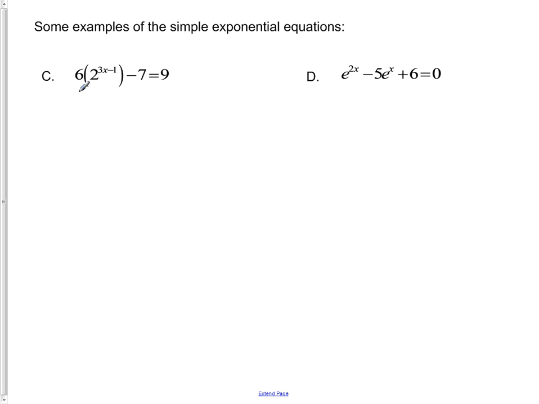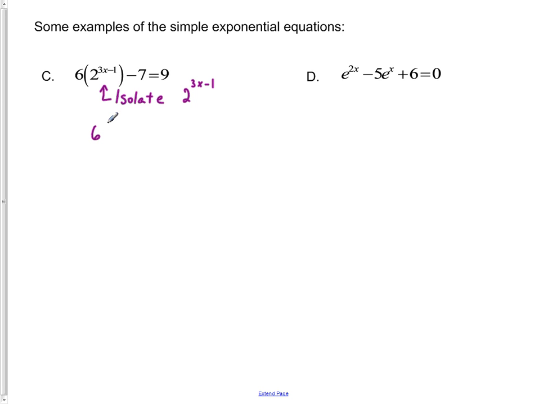So in this case, I've got 6 times the quantity 2 to the 3x minus 1, minus 7 is equal to 9. My goal is to somehow isolate this part of my equation. I want to isolate the exponential part of my expression. So I want to isolate 2 to the 3x minus 1, which means I have to do all of the algebra around it first. That would mean, to undo what's been done to 2 to the 3x minus 1, I'm going to have to add 7 to both sides.